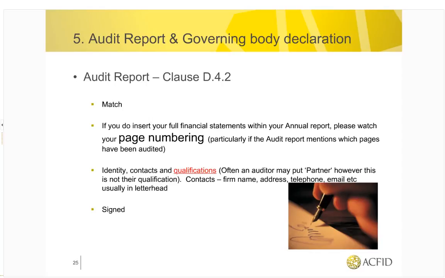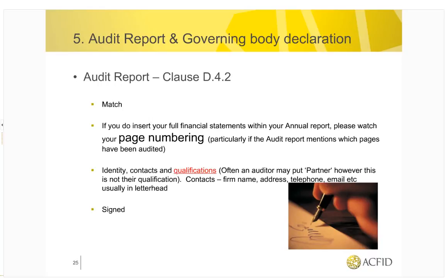So for some of you, it may mean that you need 2 audit reports: one to cover the financial statements that are in your annual report, that may be something less than your full financial statements, and then you'll also need an audit report covering your full financial statements as well. As I say, you sometimes see a bit of confusion around that. Sometimes we see financial statements included in the annual report, but no audit report. But the audit report's got to be there.